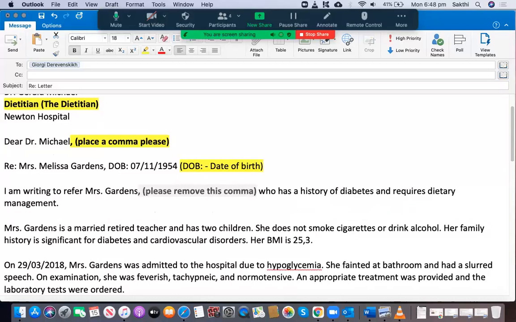So if you are going to add another piece of information, for example, I'm writing to refer Mrs. Gordons who has a history of diabetes and requires management. And then if you add additional information, say blah, blah, blah here, and then you put a full stop, then you can place one comma here and then another comma here. But at present, he didn't include additional information. And as a result, this is incorrect. Okay, let's go to the next one.